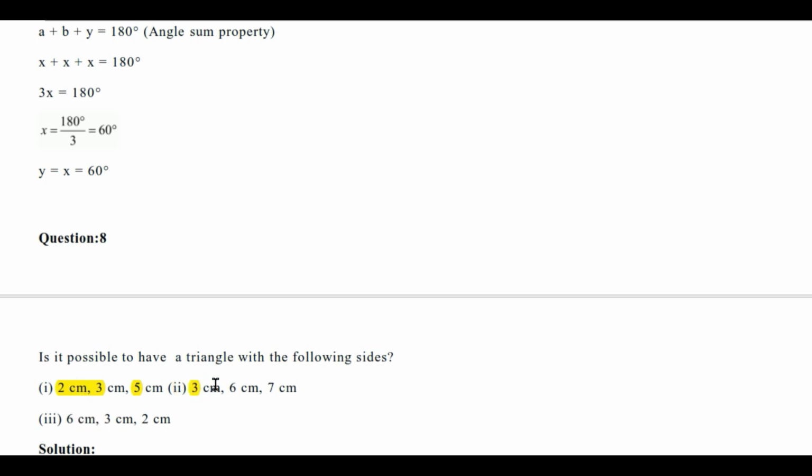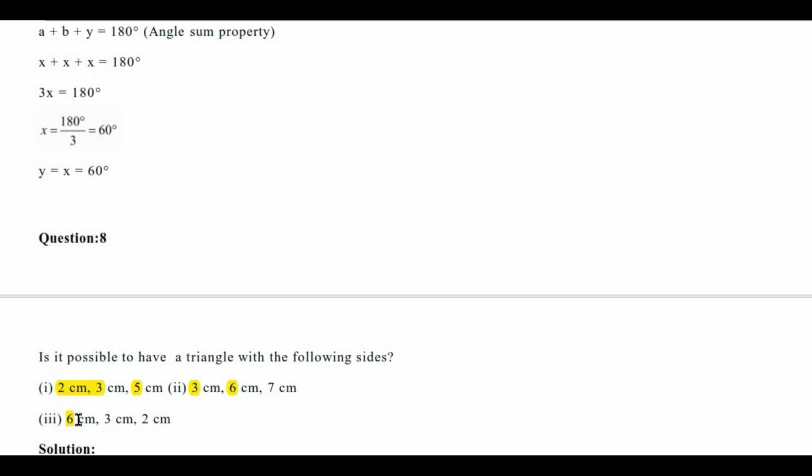Whereas if we talk about the second, 3 plus 6 is what? 9, which is greater than the third side. Now 6 plus 7 is equal to what? 13, which is greater than the third side. 3 plus 7 equals what? 10, which is greater than the third side 6. So the second one is yes.